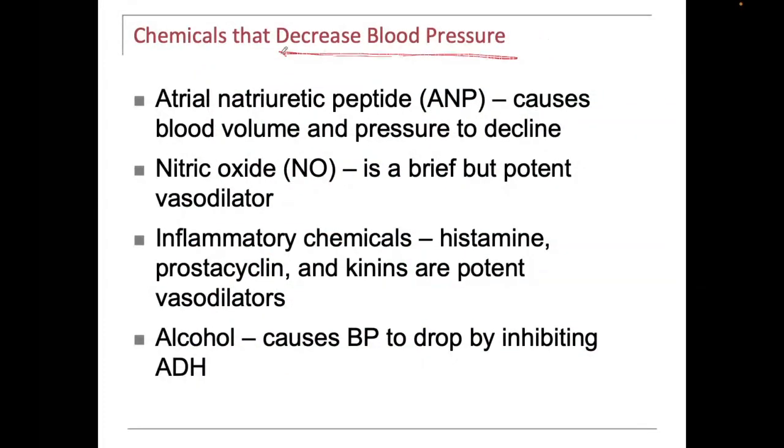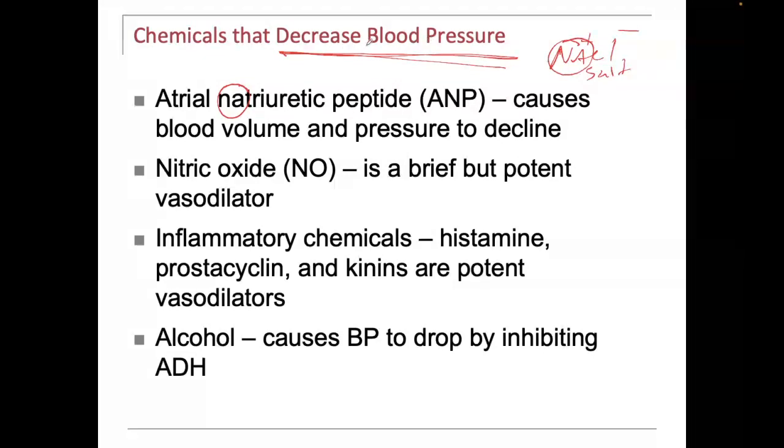Okay, what decreases blood pressure? The heart makes its own hormone. If the blood pressure is too high, it makes atrial natriuretic peptide. And in the word natriuretic is Na, right? NaCl, that's salt. Na is natrium. You get that from atrial natriuretic peptide. If you have an increase in blood pressure, your heart can release ANP to decrease it.